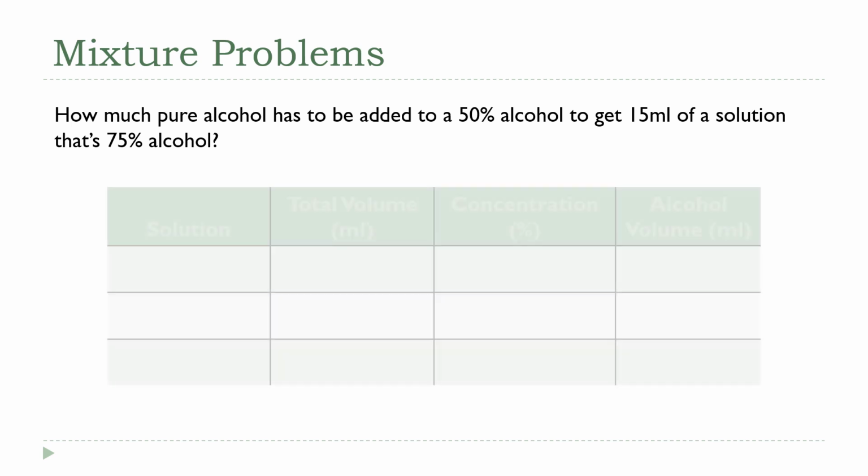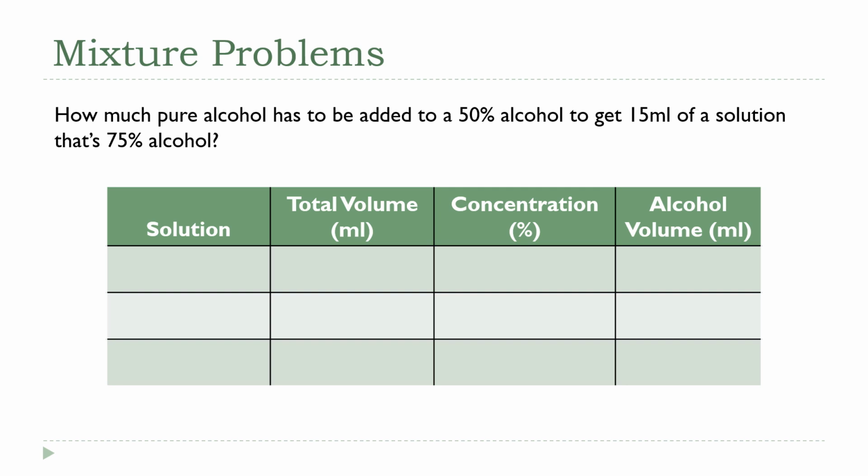Okay, so my table looks like this. I've got 3 rows because I've got 3 things that I'm working with here. I have the 2 solutions that I'm mixing together. I've got the pure alcohol solution. I've got the 50% alcohol solution. And the final solution is the mixture. It's the final mixture that we end up with after we pour all these things together in a jar.